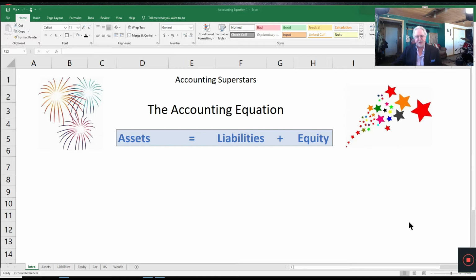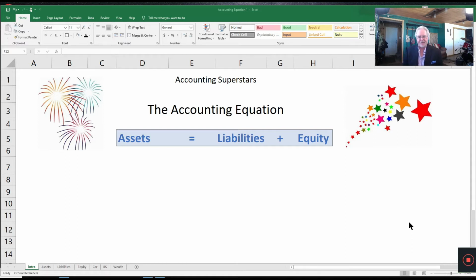Let's get started. So here's what we're doing today. If you can learn the basics and get a good foundation, the rest of accounting is easy. It's a piece of cake. It's not that hard. But get a solid footing on the foundation and you will do great. So here is the most foundational foundation there is in accounting.